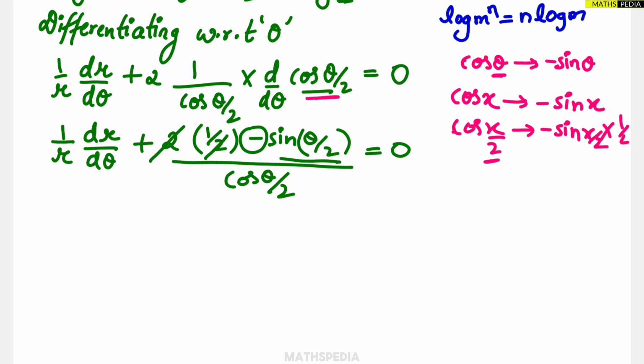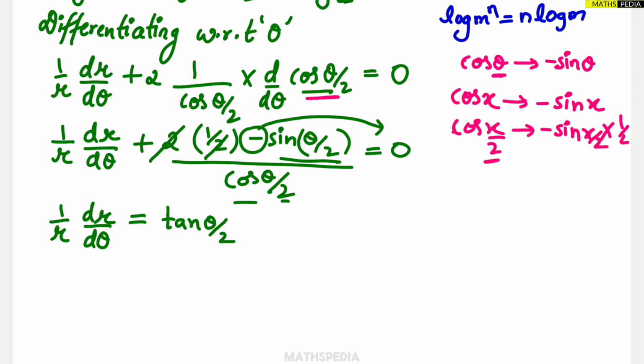And sine theta by 2 by cos theta by 2 can be written as what? Tan theta by 2. And one more thing you have to understand. So first we'll write 1 by r dr by d theta is equal to, I'll shift this part that side. It will become tan theta by 2. So what I have done, this minus sign will go that side, it will become plus sign. So sine theta by 2 by cos theta by 2 is tan theta by 2.